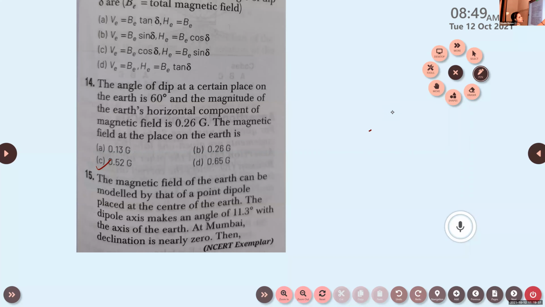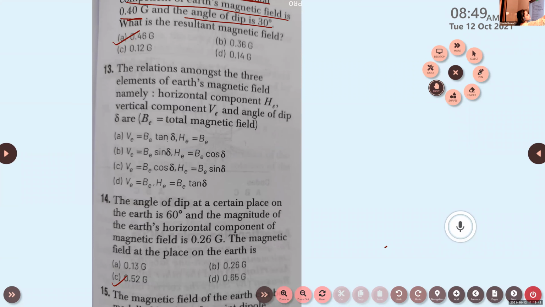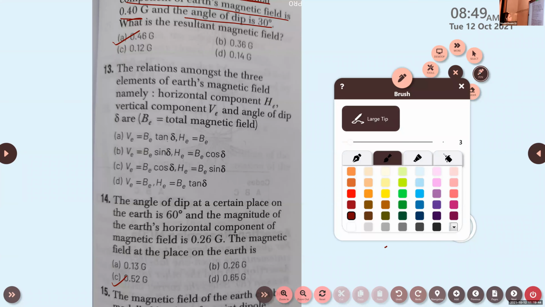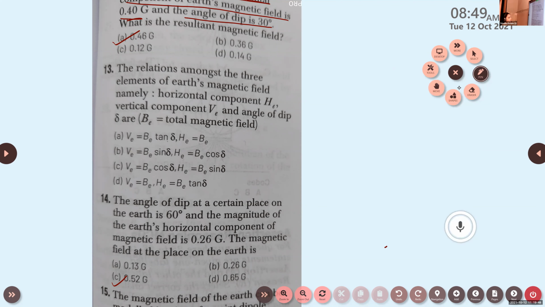Now, question number 13. The relation among the three elements of Earth's magnetic field, namely horizontal component HE, vertical component VE, instead of ZE, here they have taken it as VE, and angle of dip delta. Instead of angle of dip I, here they have taken it as delta. In some textbooks, the angle of dip is taken as delta.